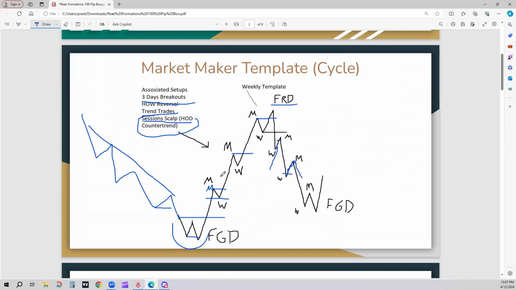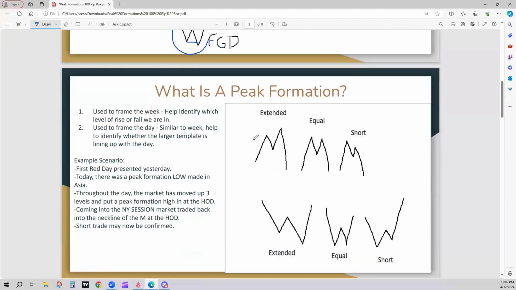So if I'm looking for peak formations on the day or trend trades in level 1, I need a W. If I'm looking for stop hunt trades, I need an M. And then overall, if I want the trend trade, I need a W. Okay, so there's different types of peak formations and where they're appropriate. But generally, I am looking for them at the high of the day, the low of the day, the high of the week, the low of the week. Those are going to be the most reliable. And those are overall the ones that I'm going to use in order to frame my week and also to frame my day.